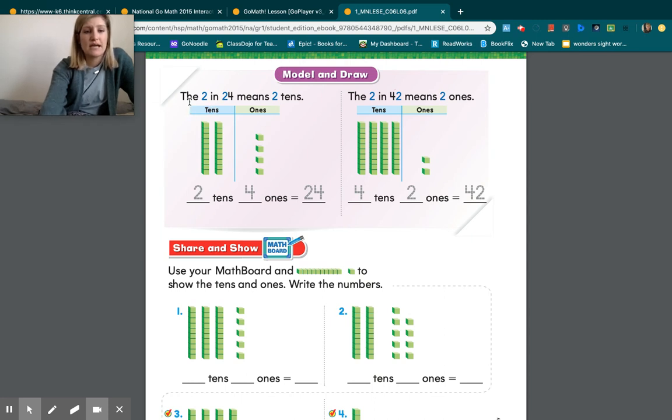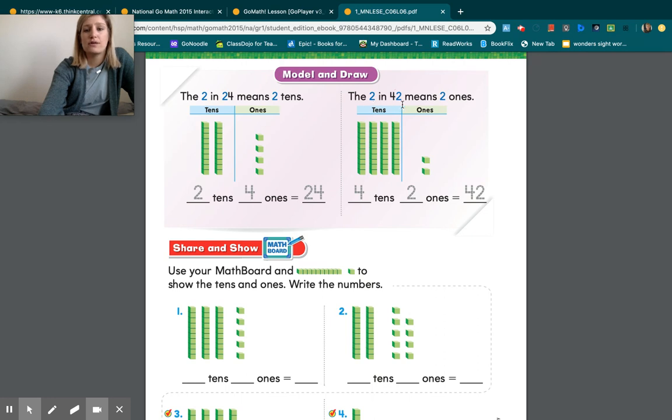The example says the 2 in 24 means tens. And you can see 2 base 10 blocks in the tens column. So 2 tens, and how many are in the ones column? 1, 2, 3, 4. 4 ones equals 24. Well, let's count and check. 10, 20, 21, 22, 23, 24. So this is 24. 2 tens, 4 ones makes that number.